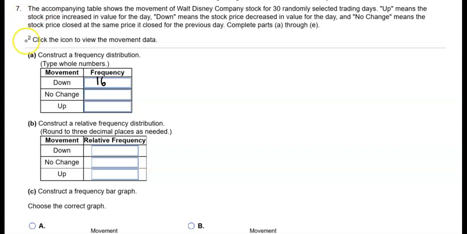What's the frequency of no change? Similarly, you count for no change. There are 2. You can count it. And for the up, you count how many up there are. It's 12. That's the frequency of up. So if you add them, obviously the total is going to be 30 because there are 30 days of movement. In other words, there are 30 data. Remember that this data is qualitative data.